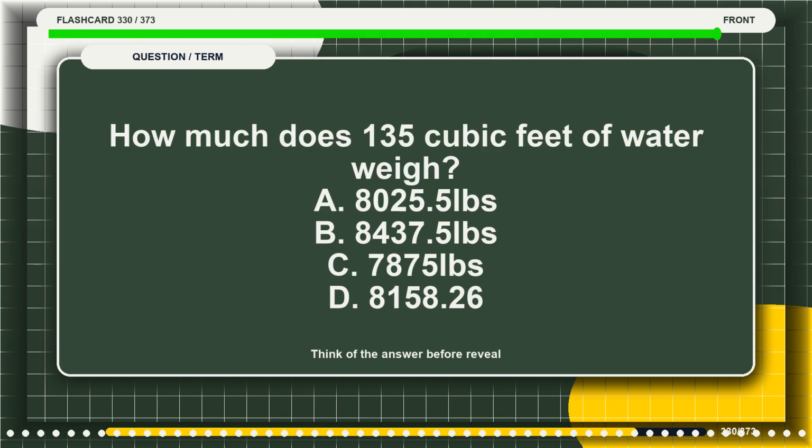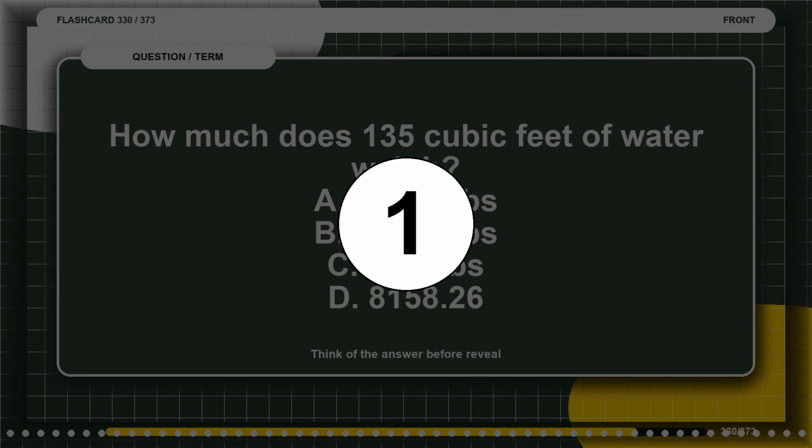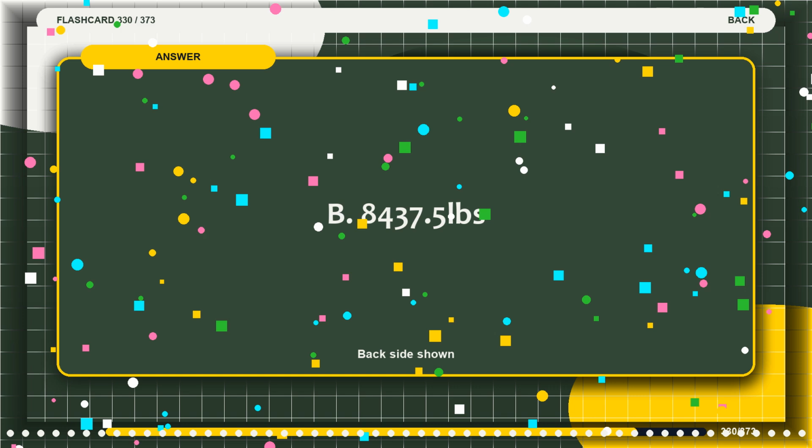Flashcard 330. How much does 135 cubic feet of water weigh? A. 8,025.5 pounds. B. 8,437.5 pounds. C. 7,875 pounds. D. 8,150.26. Think of the answer before the reveal. The answer is B. 8,437.5 pounds.